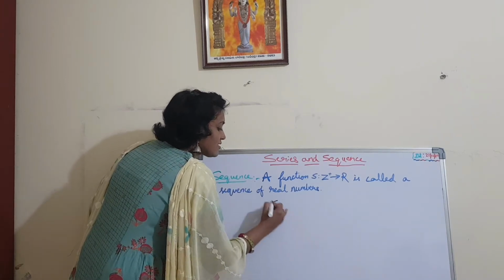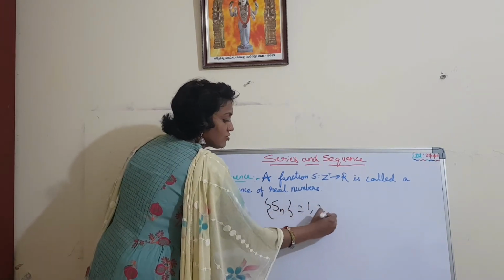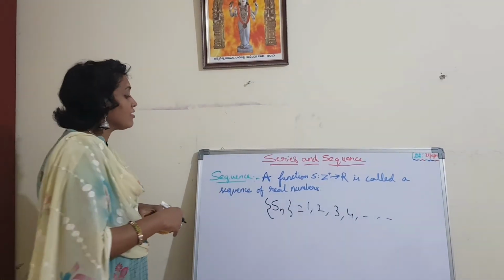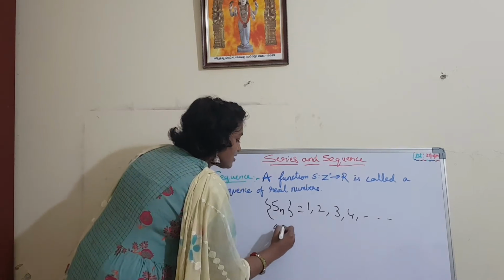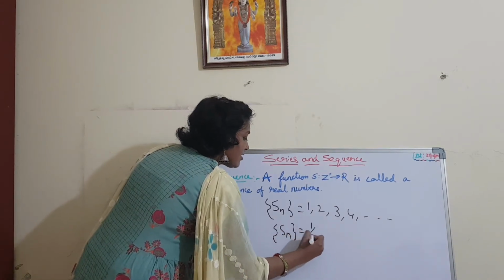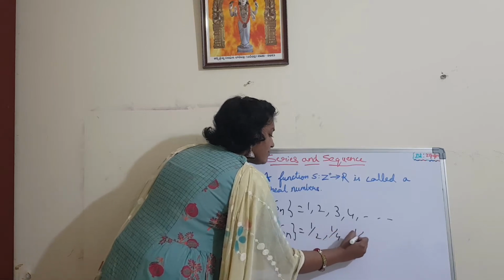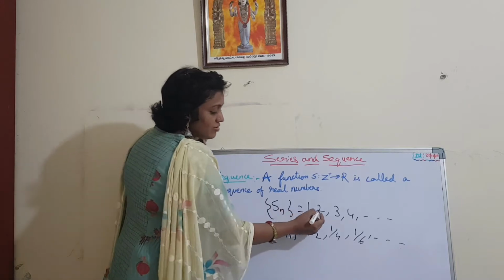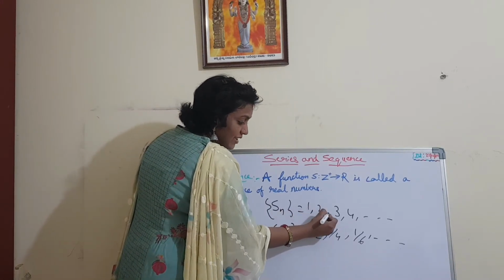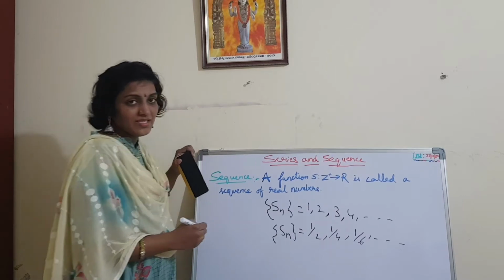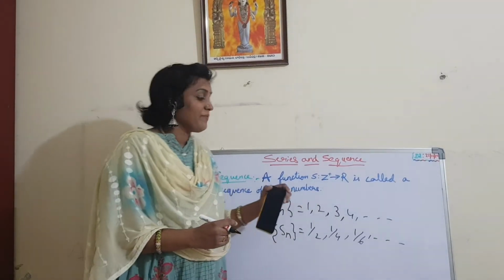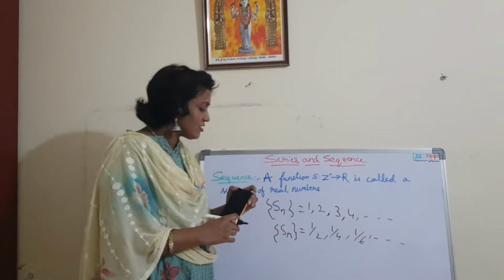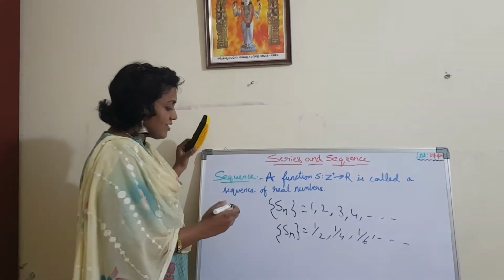Suppose Sn is 1, 2, 3, 4, and so on. This is also one sequence. And 1 by 2, 1 by 4, 1 by 6, like that. The elements are separated by commas. Here see, it is in one order: 1, 2, 3, 4, and 1 by 2, 1 by 4, like that. This is also one sequence. Another sequence I will tell.